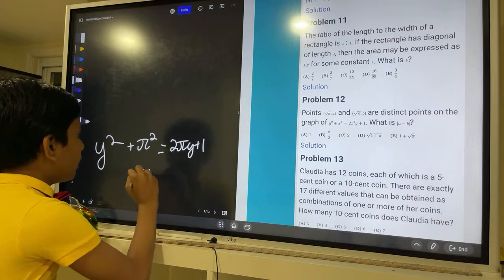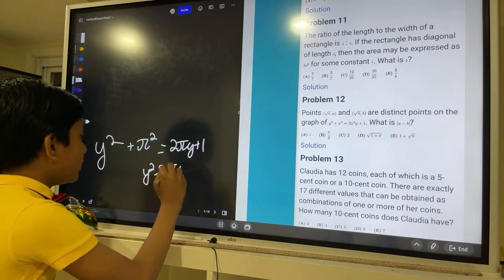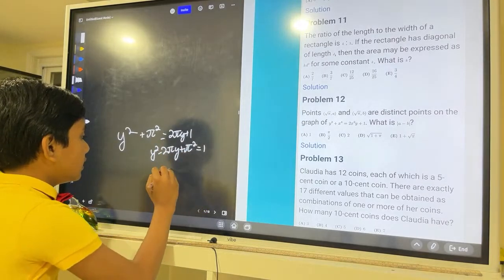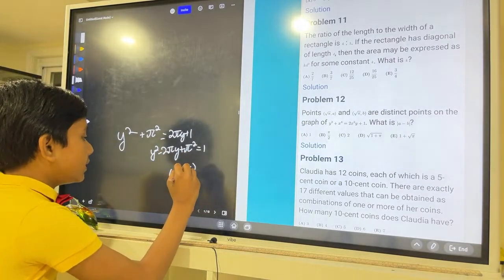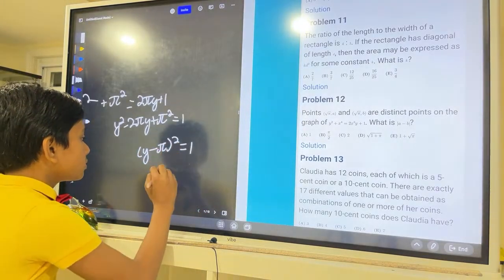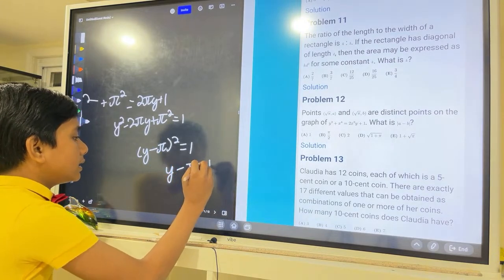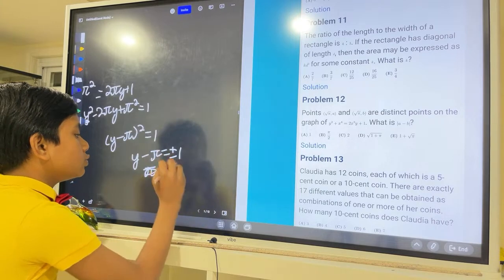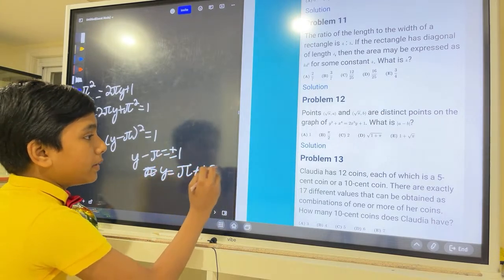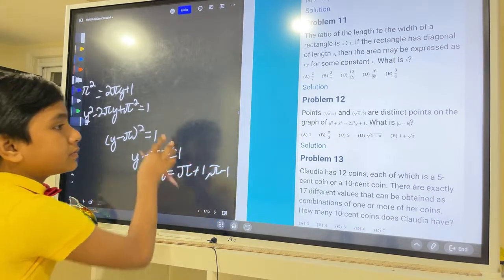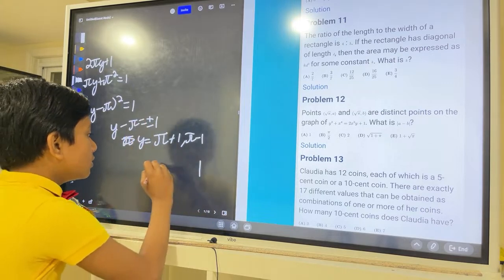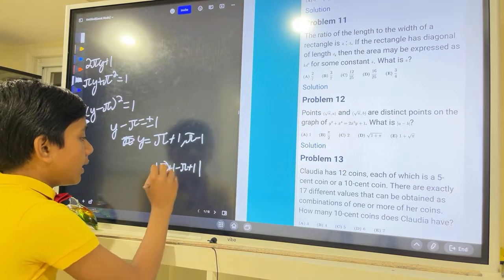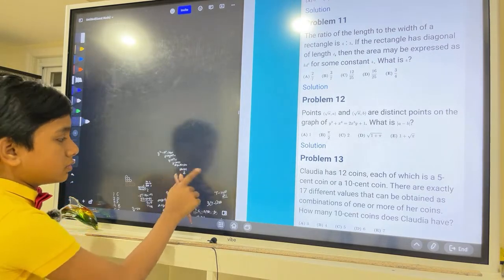Wait. y squared minus 2 pi y plus pi squared equals 1. Oh, shoot. That means y minus pi squared equals 1. So y minus pi is plus or minus 1. So y equals pi plus 1 or pi minus 1. And pi plus 1 minus pi plus 1, the absolute value of that is just 2.